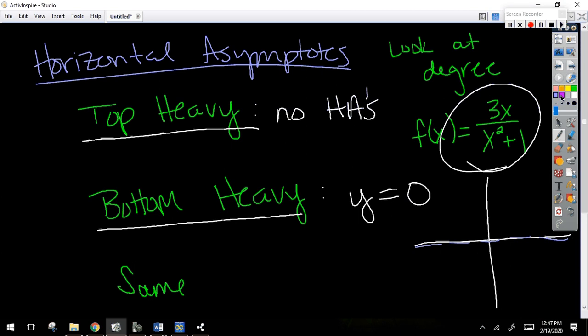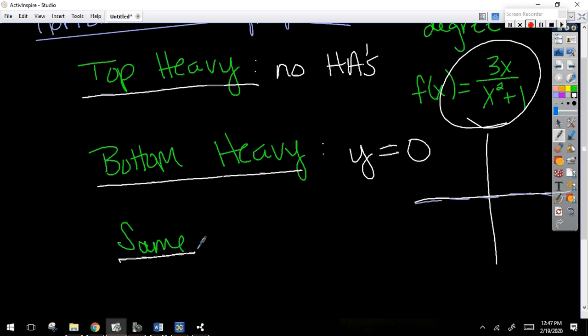When they're the same is when you really have to do a little bit of work. If they are the same, then I take the leading coefficient of the top. I'll write it out this time. Leading.